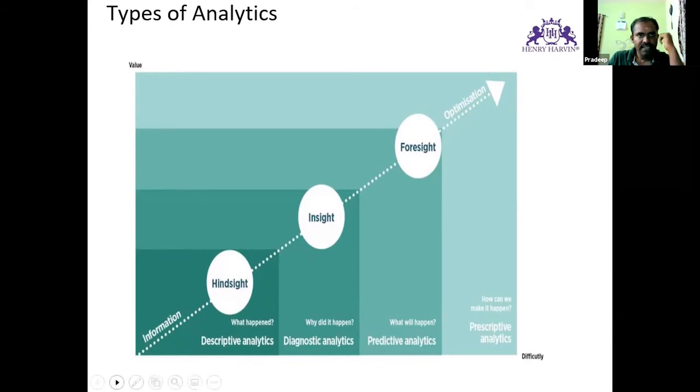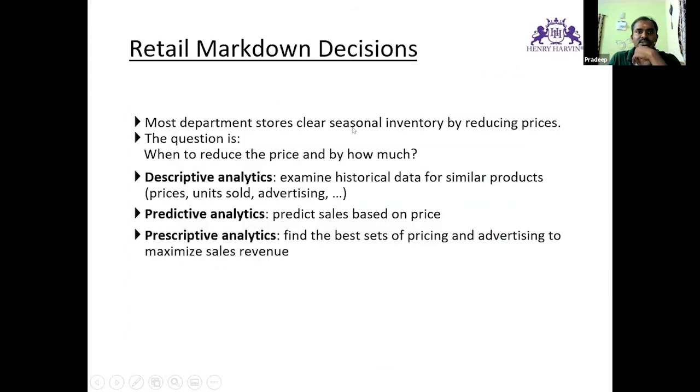I'm going to the next slide. When it comes to retail marketing, descriptive analytics talks about historical data, such as units sold and how much money was spent on advertisement. Predictive analytics actually predicts; especially Amazon does a lot of prediction, and based on that they can recommend products to their customers. Prescriptive analytics says find the best set of pricing and advertising to have the maximum sales revenue. So this is one example.